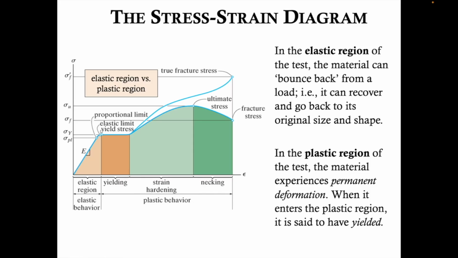In the elastic region of the test, the material can, quote, bounce back from a load. In other words, it can recover and go back to its original size and shape, so no permanent deformation. Then in the plastic region of the test, the material experiences permanent deformation. When it enters the plastic region, it is said to have yielded.